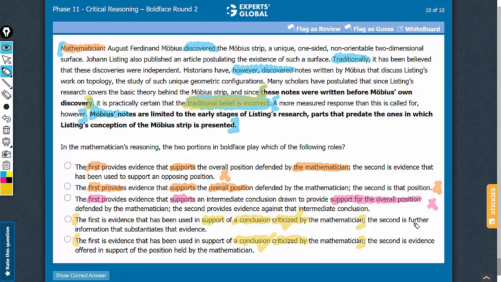Look at the second half now. No, the second is not something that substantiates this evidence. This is not correct. The second boldface is in contrast with the first boldface. So this part is not correct. Answer choice E says that the second is evidence offered in support of the position held by the mathematician. So in simple words, answer choice E, the second part, says that the second boldface supports the main conclusion of the argument. And that is the case, so even the second part here is correct.